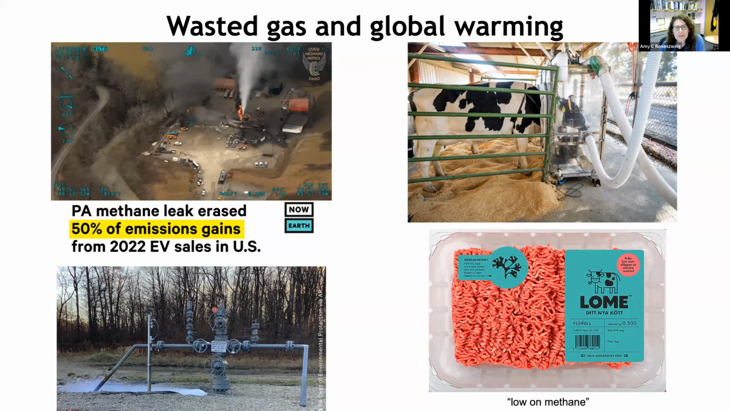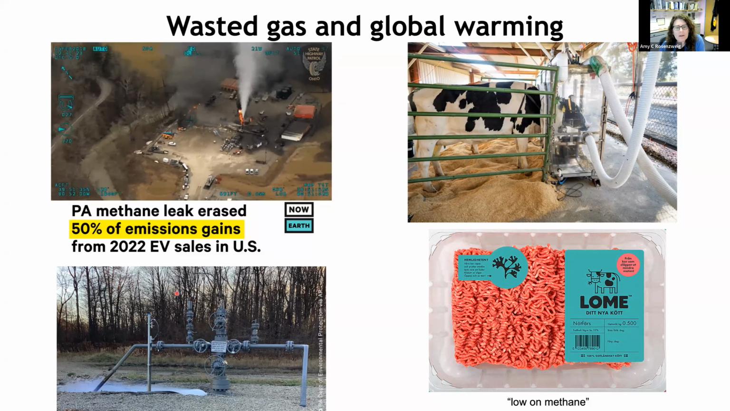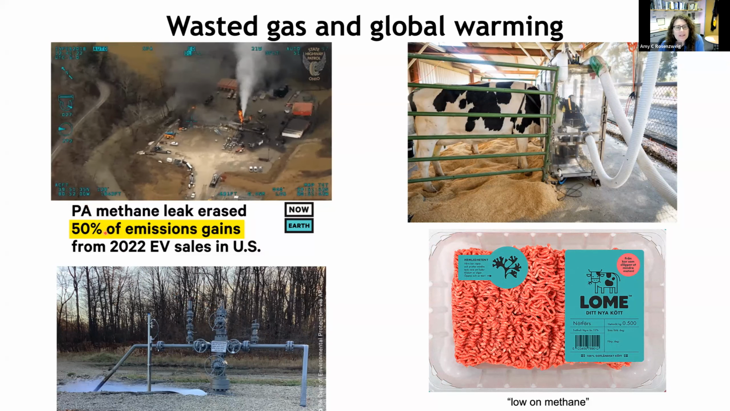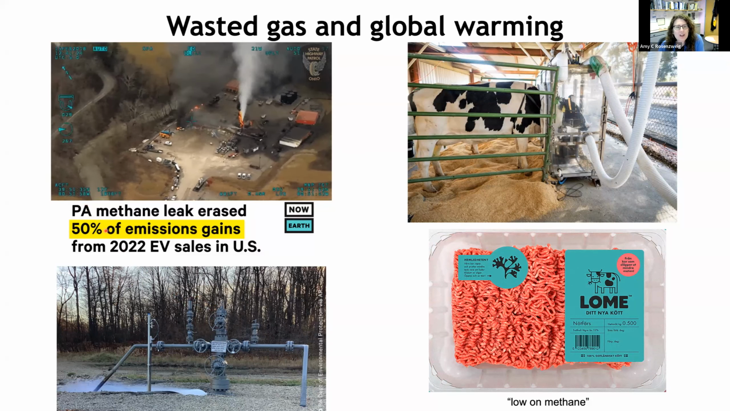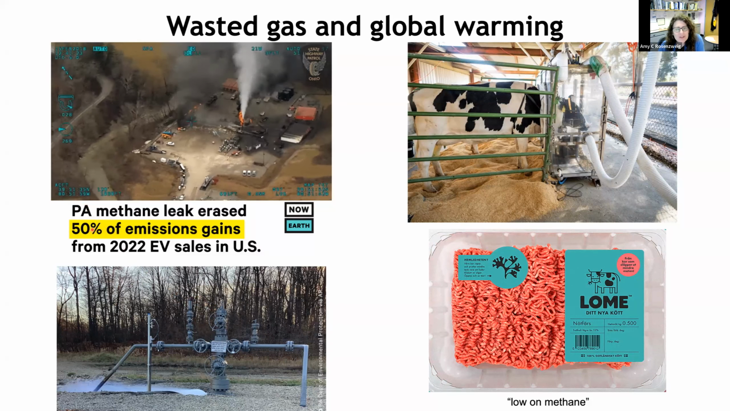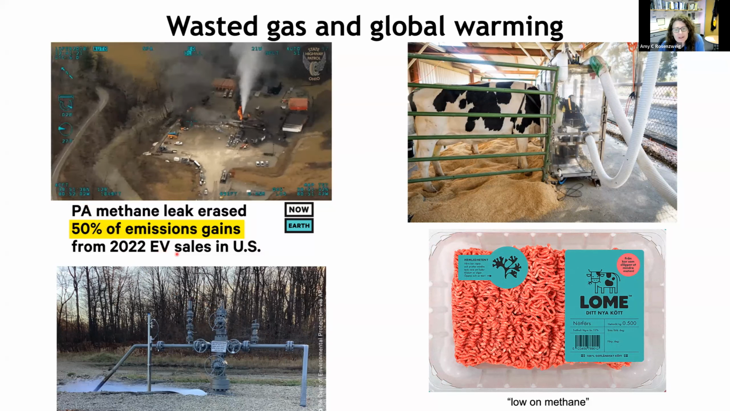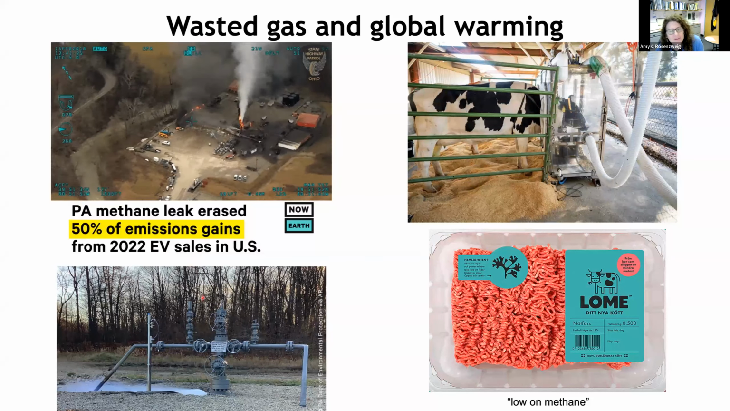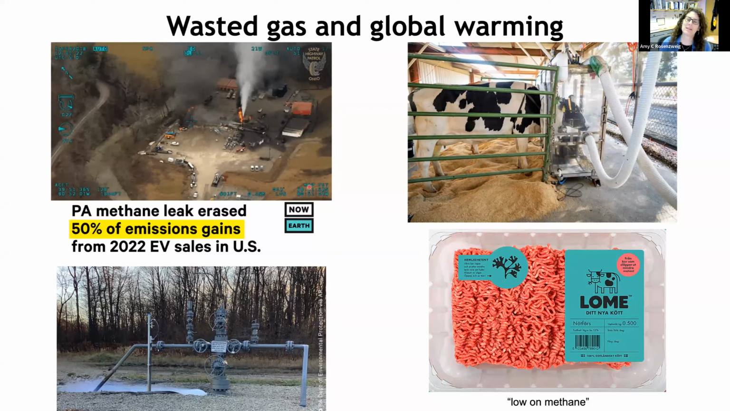Down here is another methane leak. This one happened this past fall in Pennsylvania. It was a company called Equitrans. And this methane leak actually erased, according to Bloomberg, 50% of the emissions gains from all the electric vehicle sales in the US. So there are all these issues going on with methane in the atmosphere.